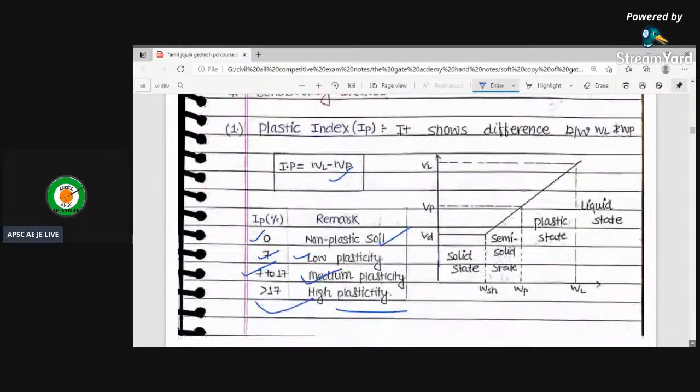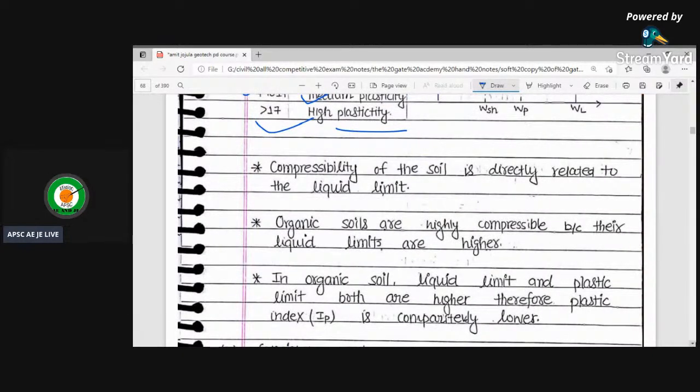Next property is compressibility of the soil, which is directly related to the liquid limit. Remember, soil compressibility is directly related to liquid limit, because if you compress the soil more, then the liquid limit is also more. If our soil has a higher liquid limit, then obviously the compressibility of the soil is also more. Organic soils are highly compressible because their liquid limit is high.